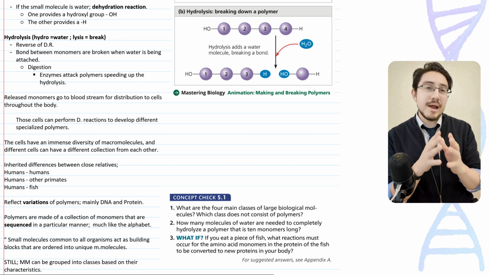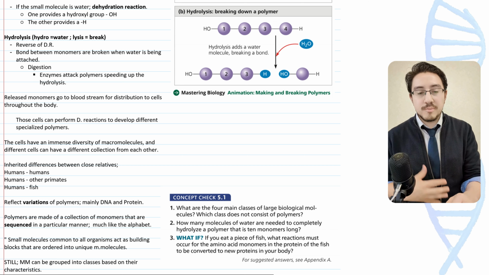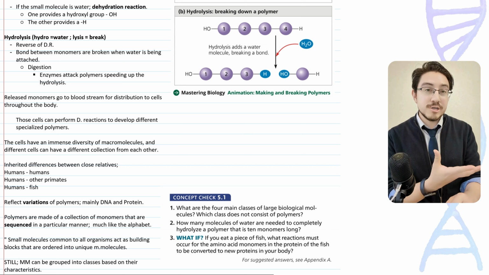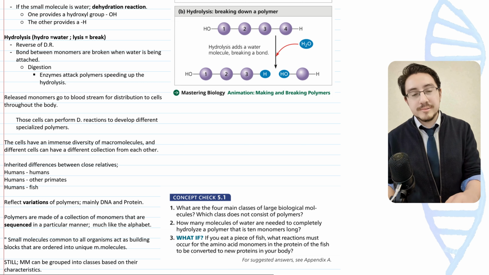The opposite, again, is hydrolysis. You're breaking down that polymer via enzymatic reactions, and water would be inserted into that particular area that you want the reaction to occur in, therefore producing a hydrogen attached to the polymer and an OH group attached to the monomer.